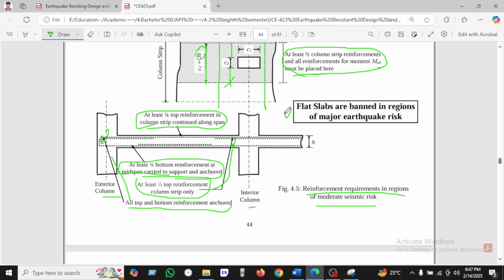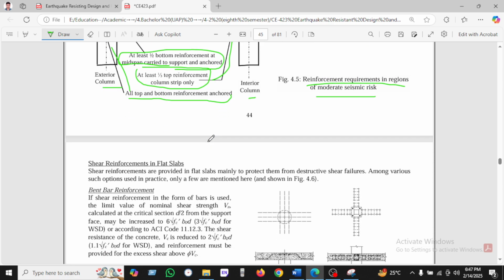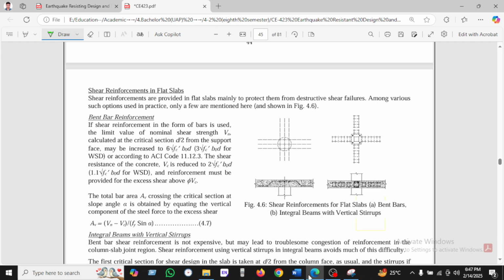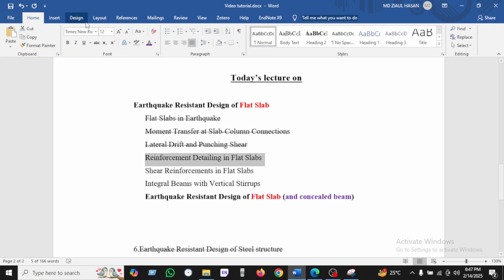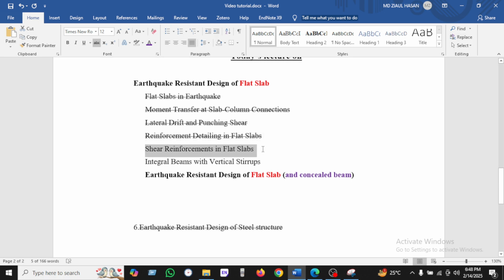But there is another notice: flat slabs are banned in regions of major earthquake zones, such as in Bangladesh, Sylhet, and Malaysia. So in this case, I have completed the reinforcement detailing of flat slab. Now shear reinforcement of flat slab.